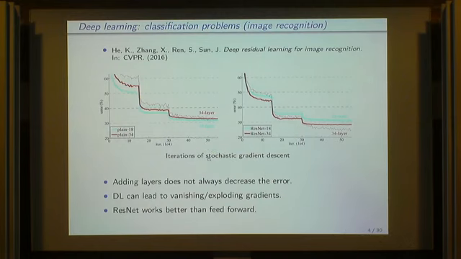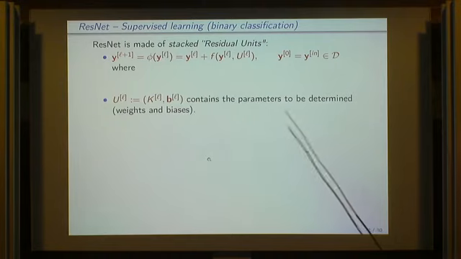So this is showing the error on verification data. There are two: the thick line is training, and the other one is test. But I don't want to stress this too much. Okay, so let's have a closer look at ResNet, how it looks.